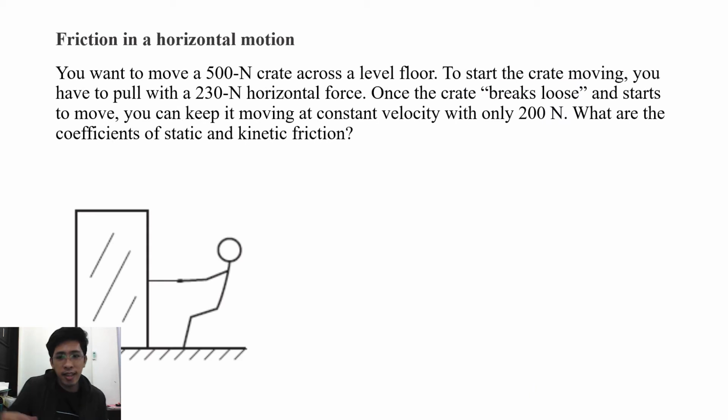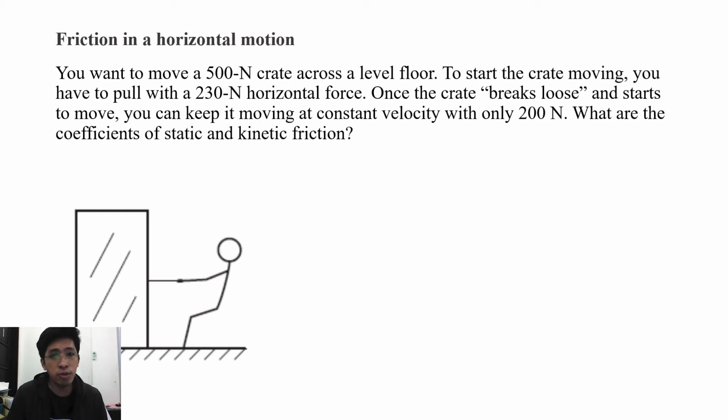Let's have an example. This is just an easy example. You want to move a 500 Newton crate across a floor. To start the crate moving, you have to pull with a 230 Newton horizontal force. Once the crate breaks loose and starts to move, you can keep it moving at constant velocity with only 200 newtons. What are the coefficients of static and kinetic friction?